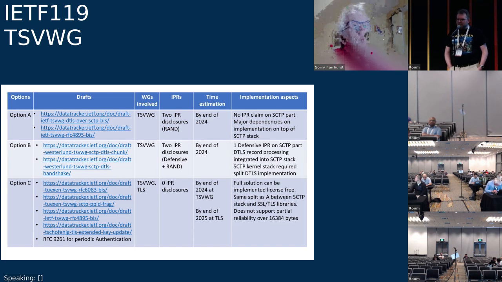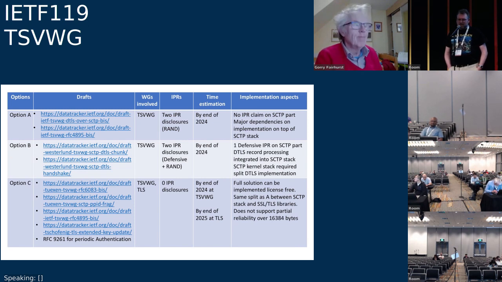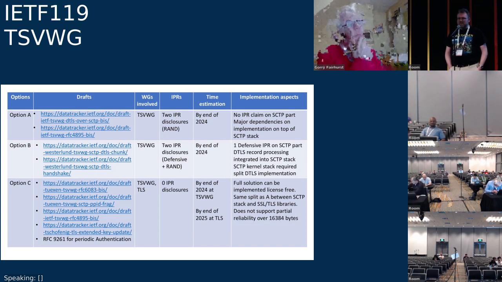A comment from me. Looking at solution C, I think that at the end of 2025, TLS is very aspirational at the moment, considering how it developed for this meeting.